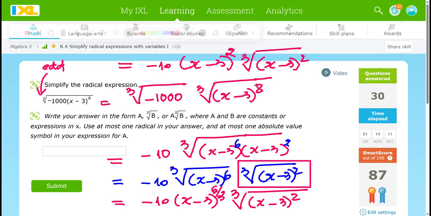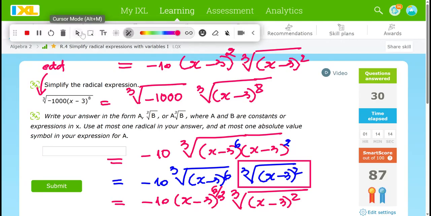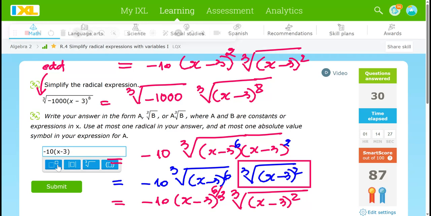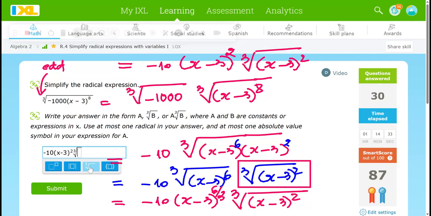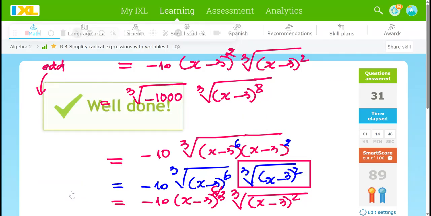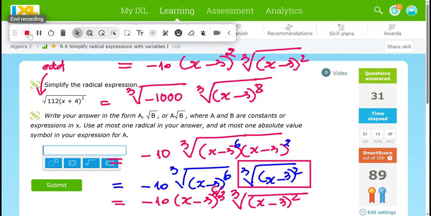Okay, so here we go. Put it in. Voila. Negative 10, parenthesis x subtract 3, move out of the parenthesis, power 2. Move down. Now I put the cube root. Inside the cube root, I put parenthesis x subtract 3. Move the cursor outside and I put square. That's it. Voila. Okay, that's it. Thank you so much.